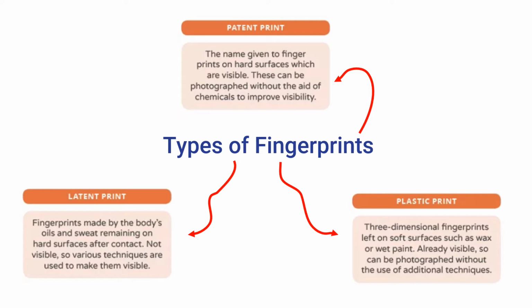Latent print: the fingerprints made by the body's oil and sweat remaining on hard surfaces after contact. Not visible, so various techniques are used to make them visible. Plastic print: three-dimensional fingerprints left on soft surfaces such as wax or wet paint, already visible so can be photographed without the use of additional techniques.